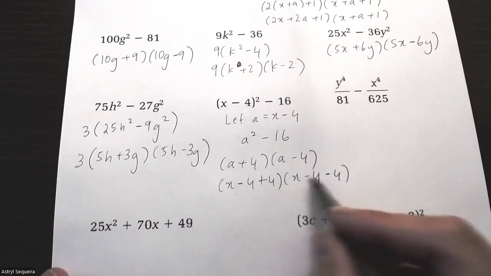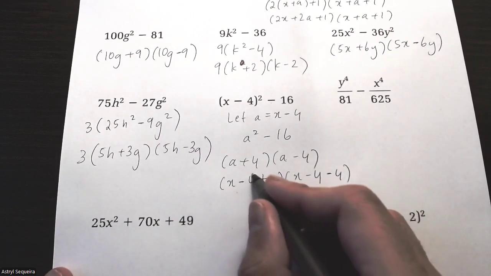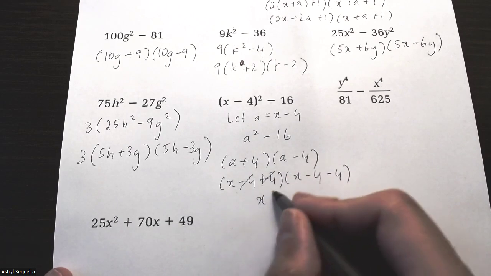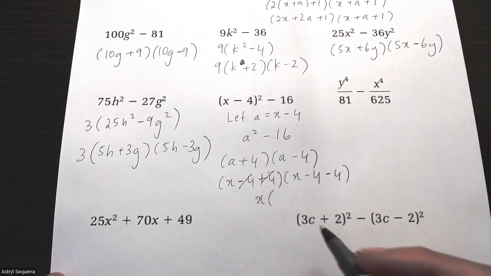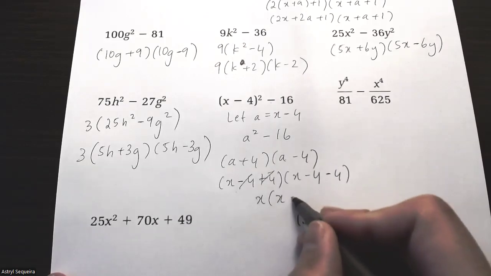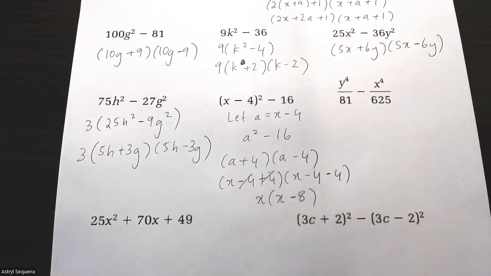Then I'll just combine like terms inside the bracket. So minus 4 and plus 4 just cancel. So I'm just left with an x here. Don't need a bracket anymore because it's just a common factor. And here it's just x minus 8. So that is my full solution in factored form.